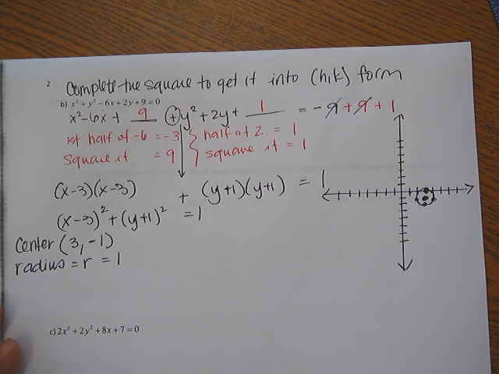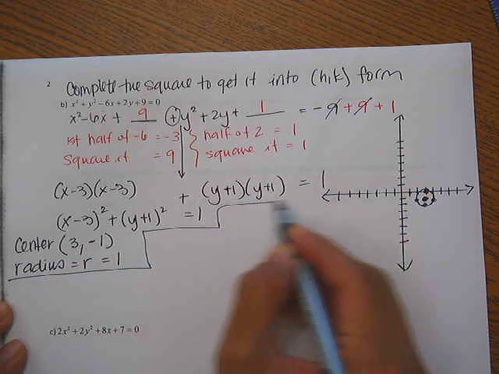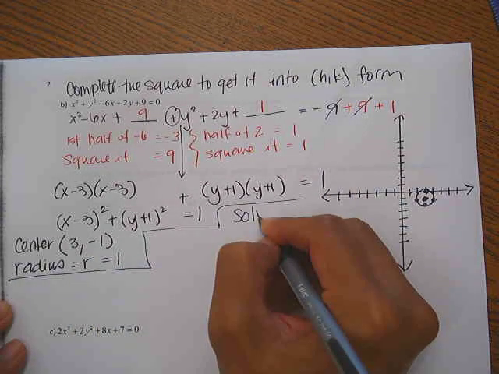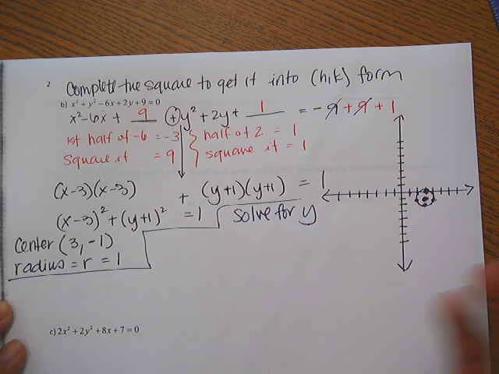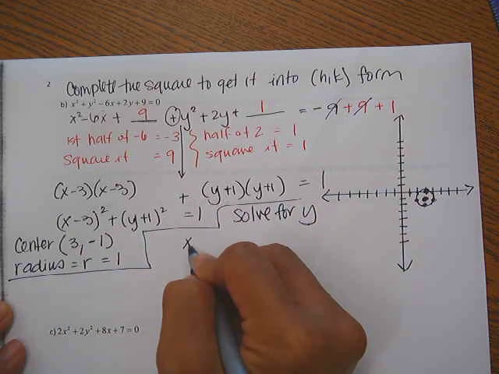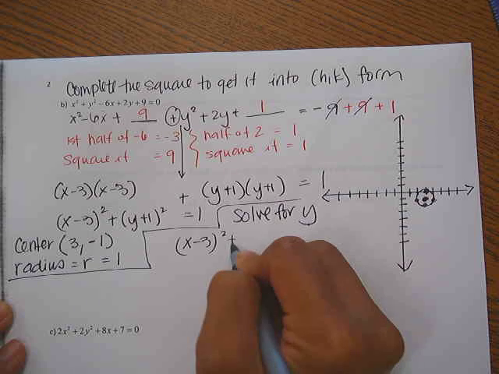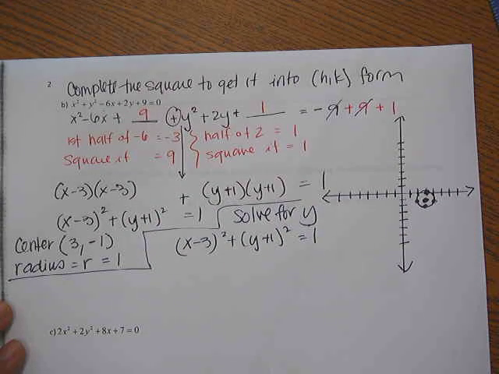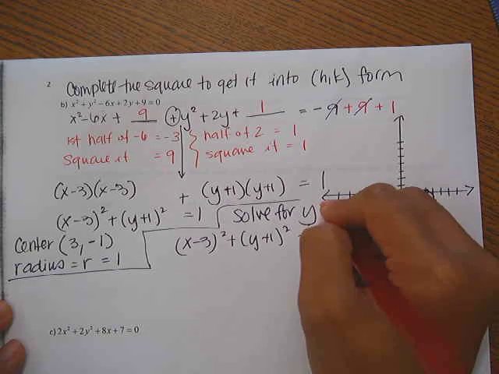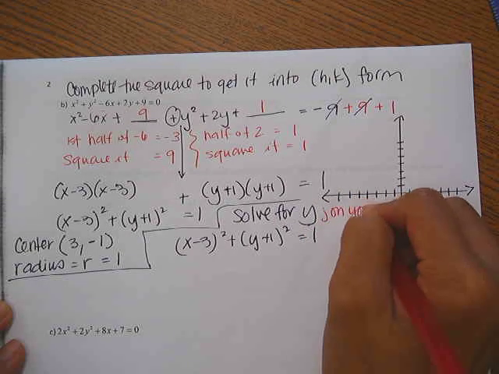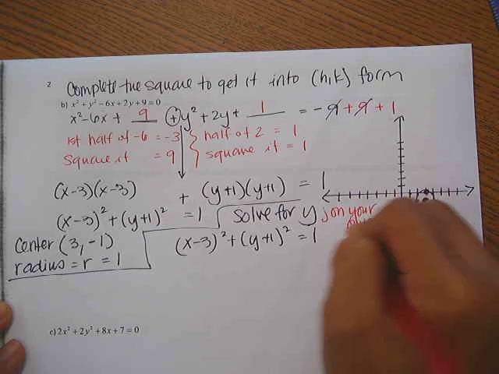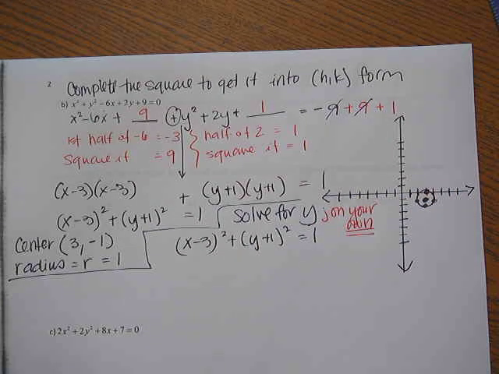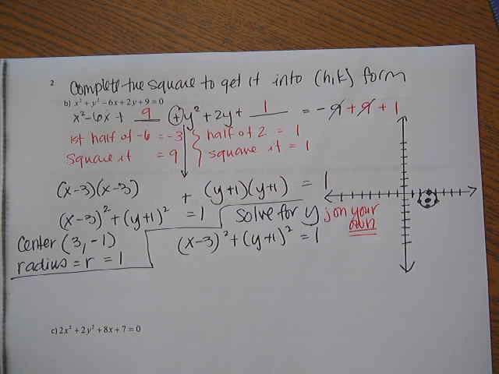To graph it by a calculator, you would have to solve for y. So here we go. I'm going to keep this equation: x minus 3 squared plus y plus 1 squared equals 1. And yes, I would love for you to do this on your own, and I would check it in class to see what your y equals is. So go ahead, take a few minutes, solve it on your own, and I will check it in class.